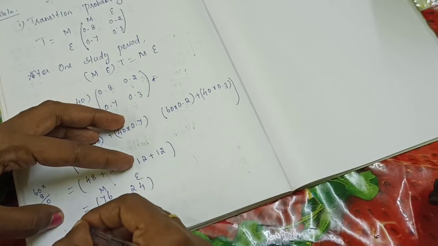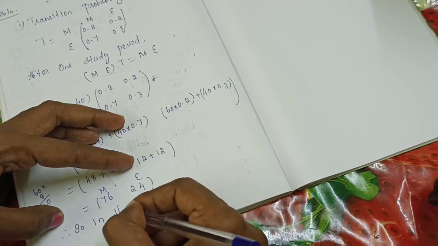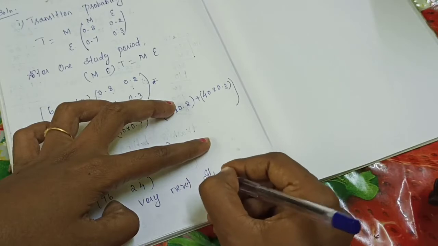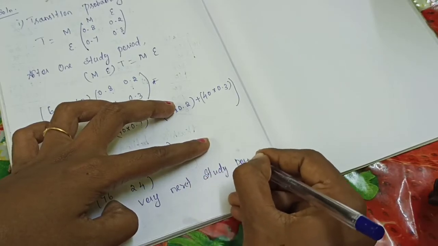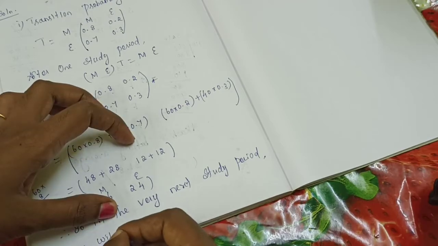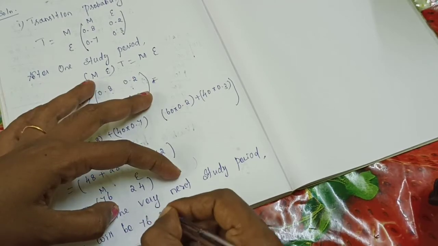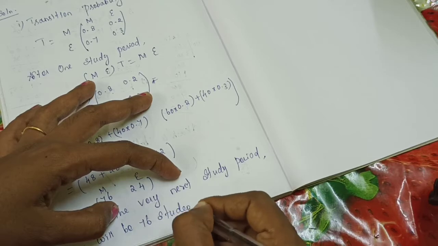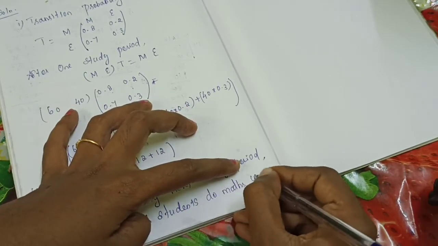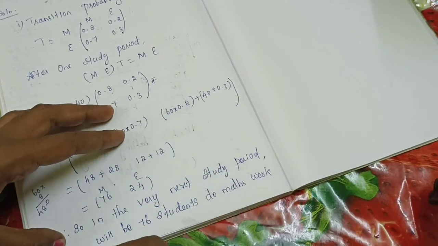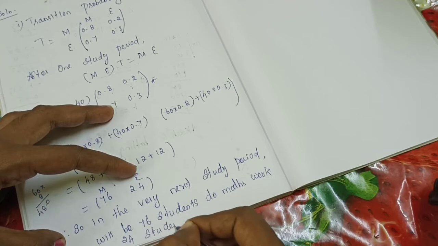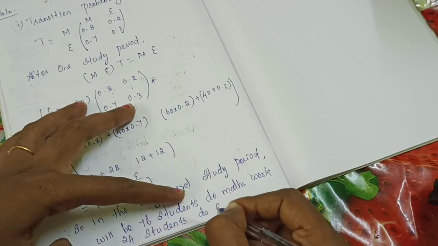Therefore, in the very next study period, there will be 76 students do maths work. How many students do English work? 24 students do English work.